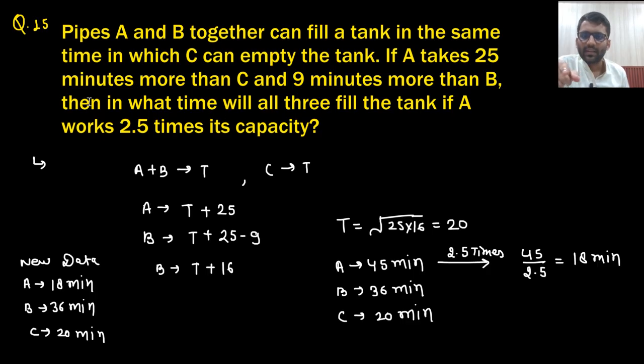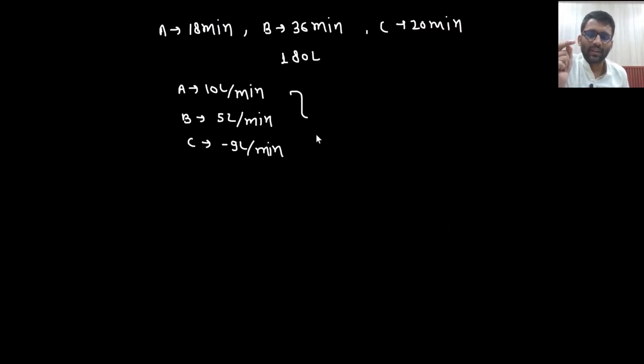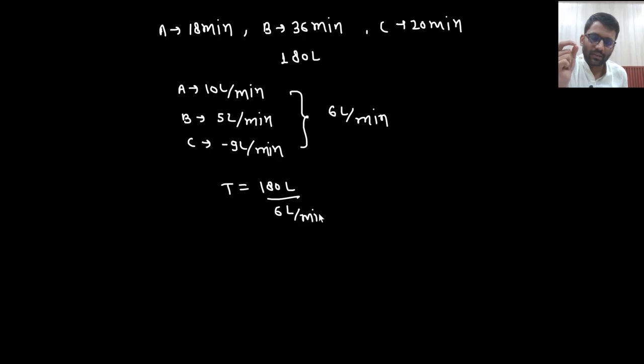And what they are saying, then in what time will all three fill the tank? All three working together. That means they are providing 6 liter per minute. So what is the time it will take? 180 liter divided by 6 liter per minute. That means it will take 30 minutes. So how much time it will take? 30 minutes.